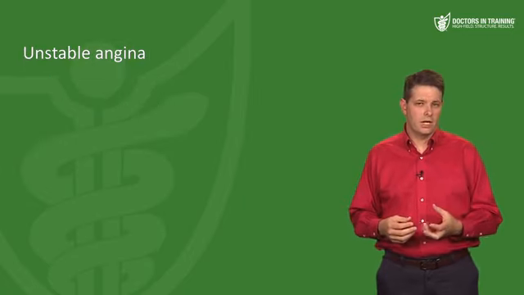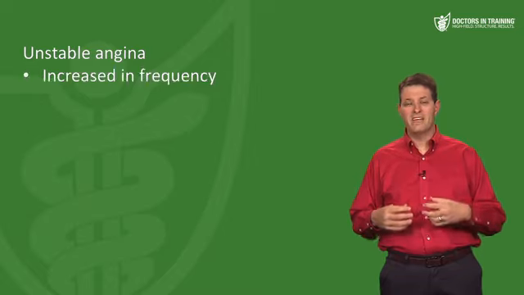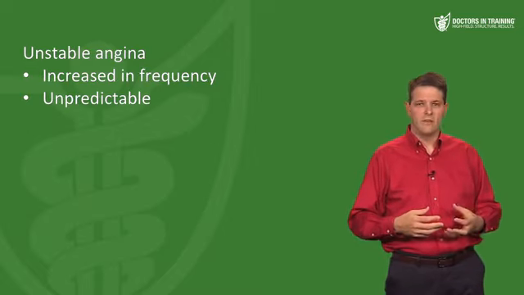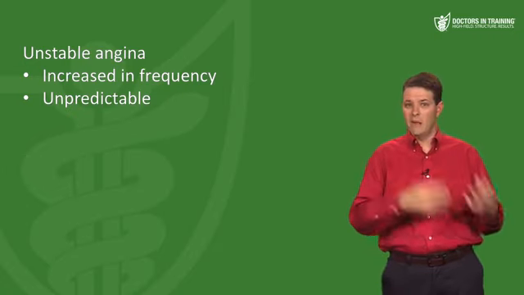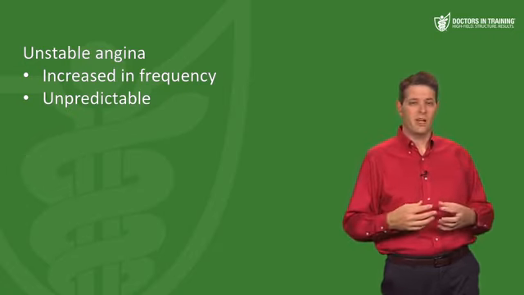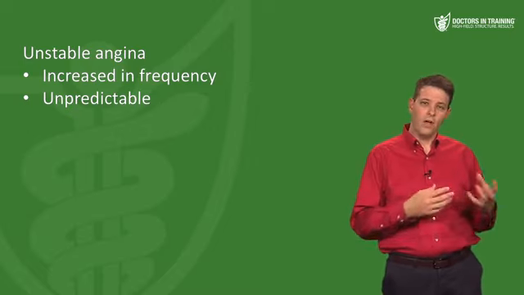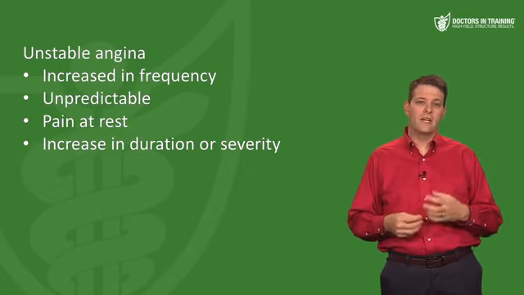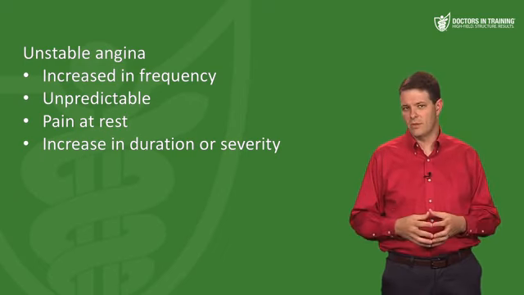Next is unstable angina. Unstable angina is the same pain presentation, but now the pain is increased in frequency or it's become unpredictable. For instance, if the patient normally has angina after climbing 3 flights of stairs, but now he's having that same anginal chest pain after climbing only 1 flight, that's now considered unstable angina. It's also considered unstable angina if the pain occurs at rest, or if there's an increase in the duration or severity of the pain compared to previous episodes of chest pain.